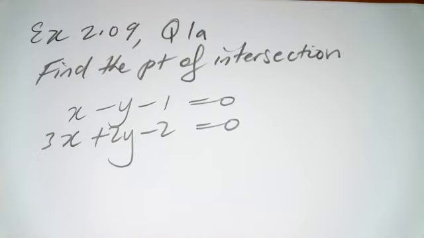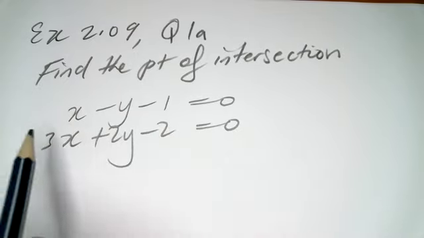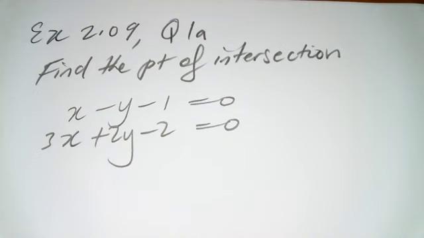All right, I've got question 2.09, question 1a. It says, find the point of intersection. I love these questions. We're going to use simultaneous equations, and obviously we've got a couple of lines here, both drawn or expressed in the general form. And what we're going to do is use simultaneous equations.